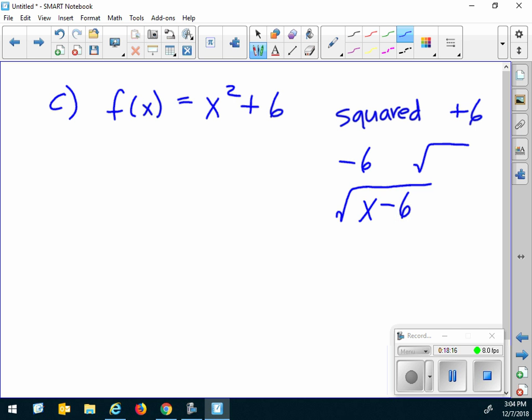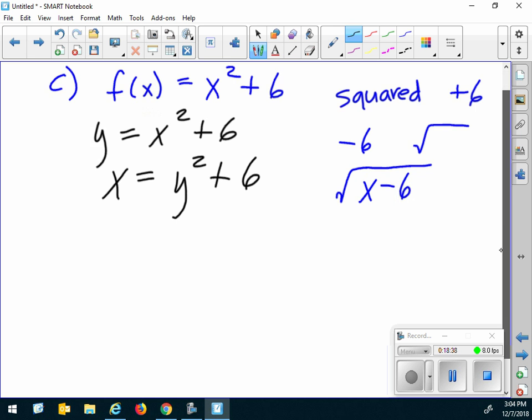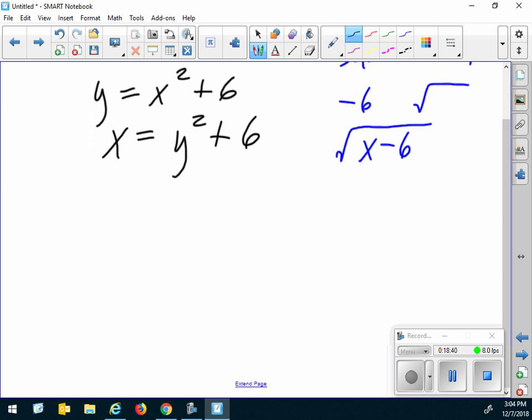Now, let's work through it with the steps. First step. Replace. Then? Good. Solve for y. How are we going to solve for y? Subtract 6. Getting close. Square root. Now, here's what I have taught you.